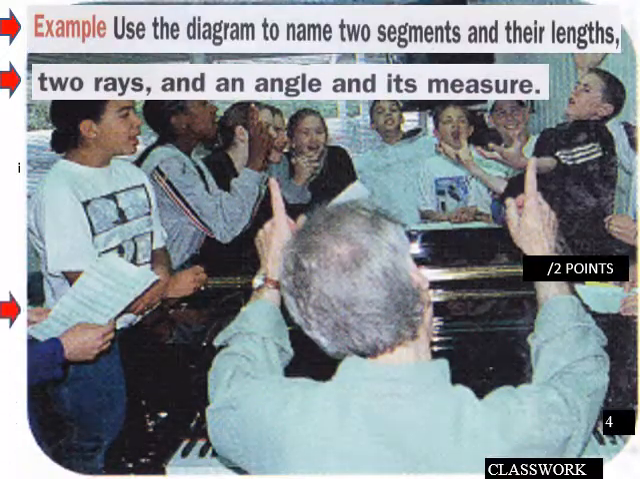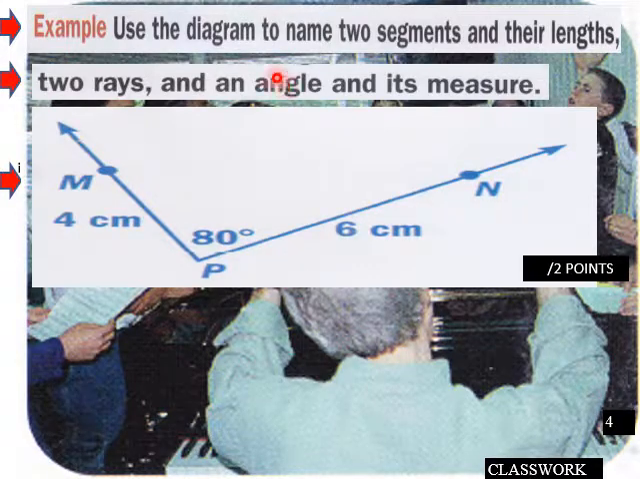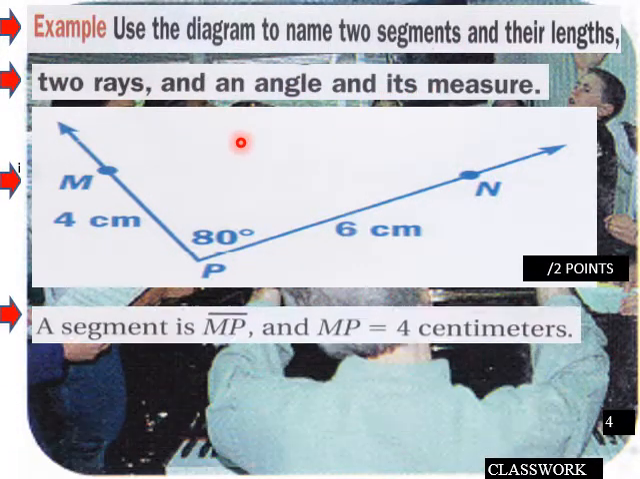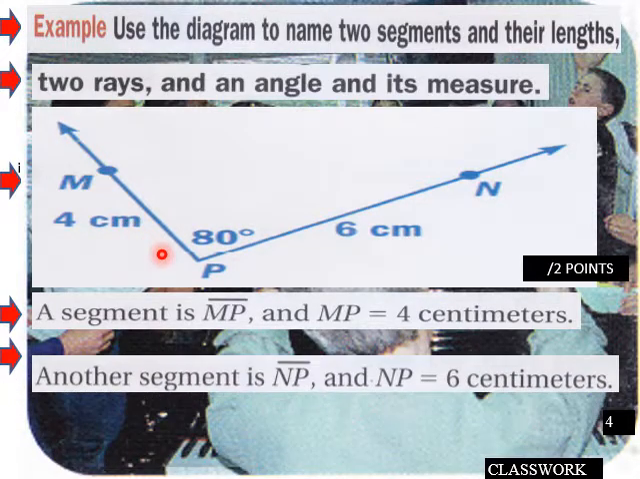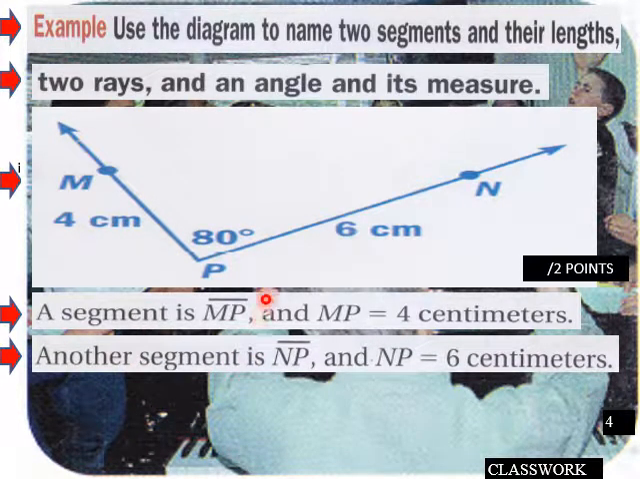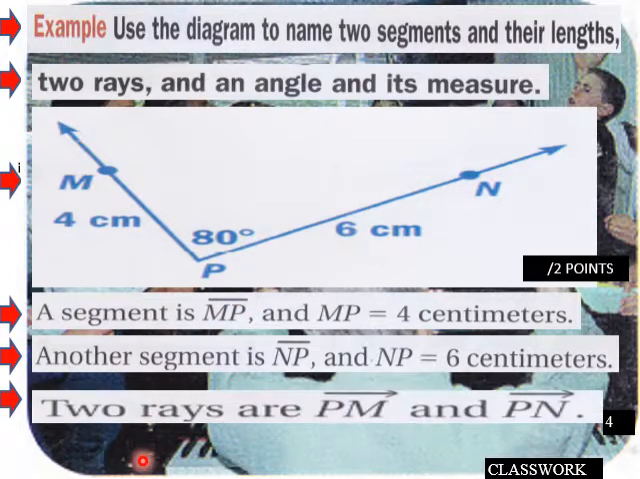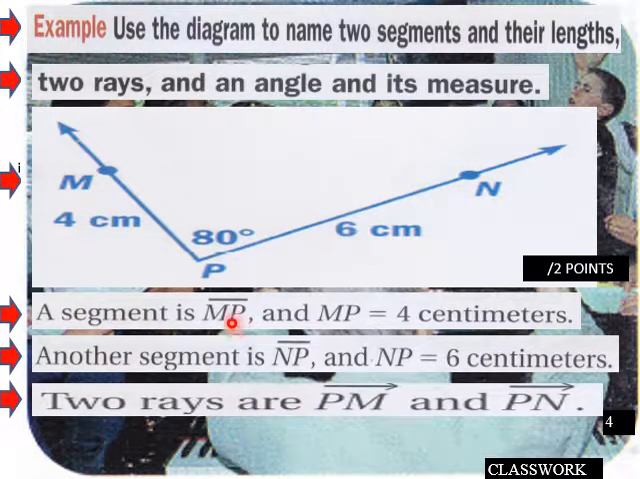Okay, so example: use the diagram to name two segments and their lengths, 2 rays, and an angle and its measure. Okay, so a segment is MP. So where's M? It'd be MP here. It would be a line segment, MP, and MP is 4 centimeters. So between here and here would be 4 centimeters. And then another segment would be NP here. And it is 6 centimeters between here and here. And then 2 rays are PM.